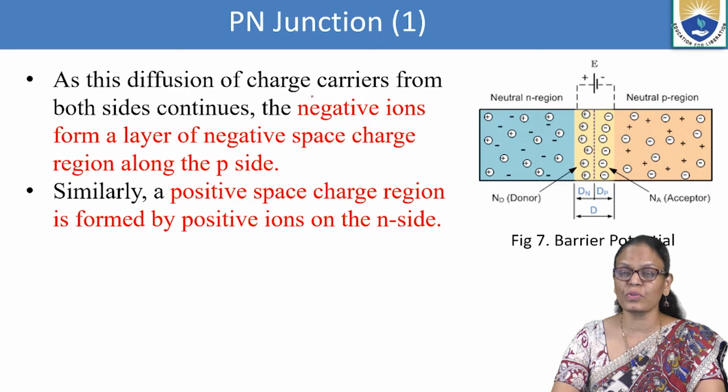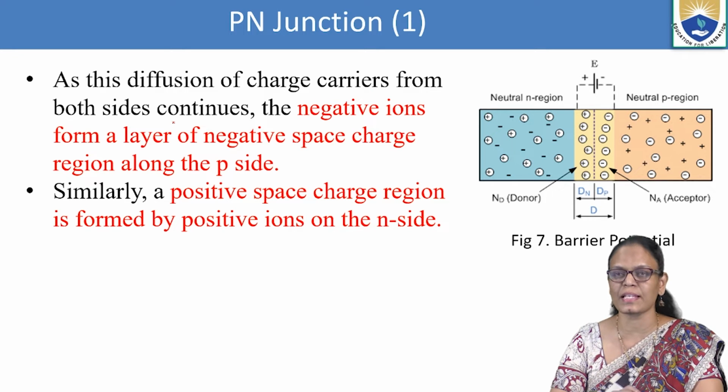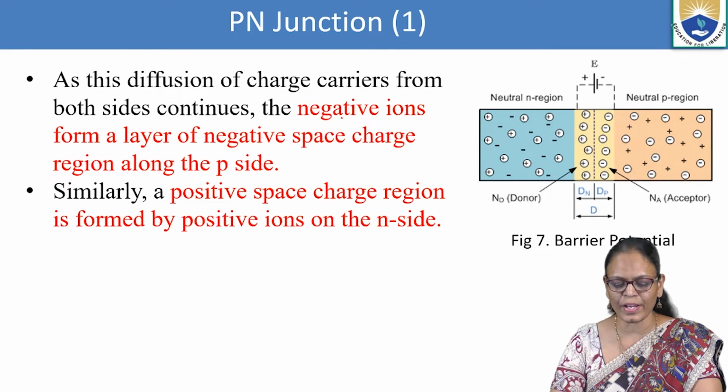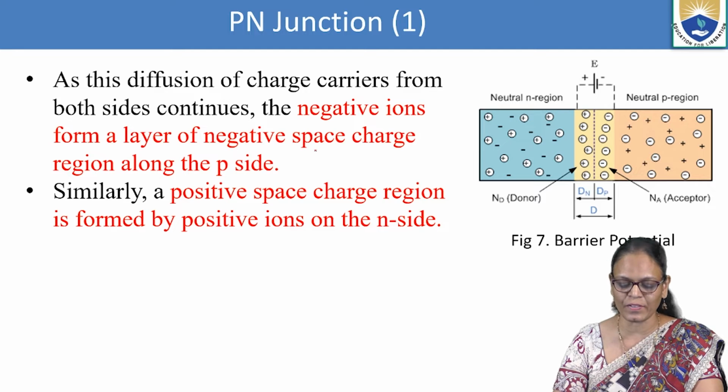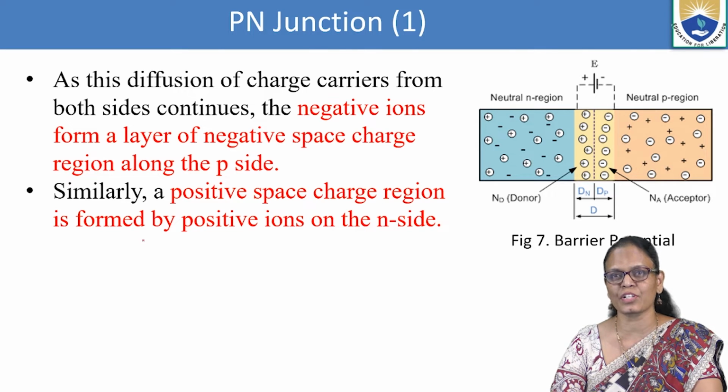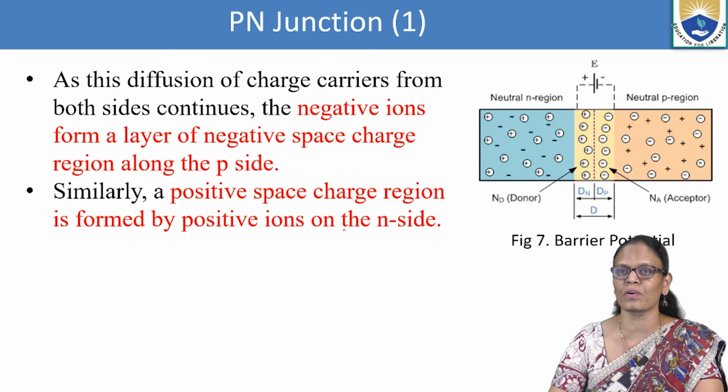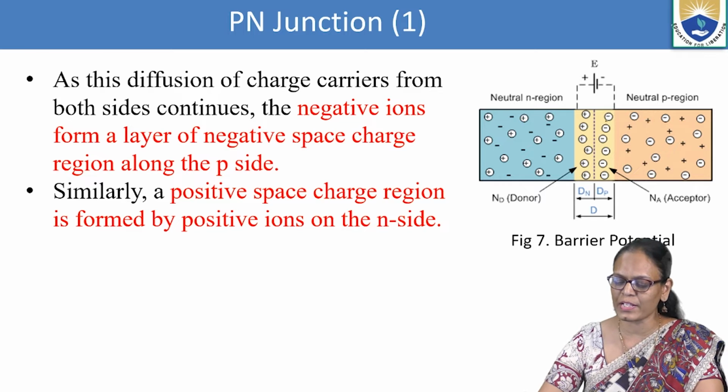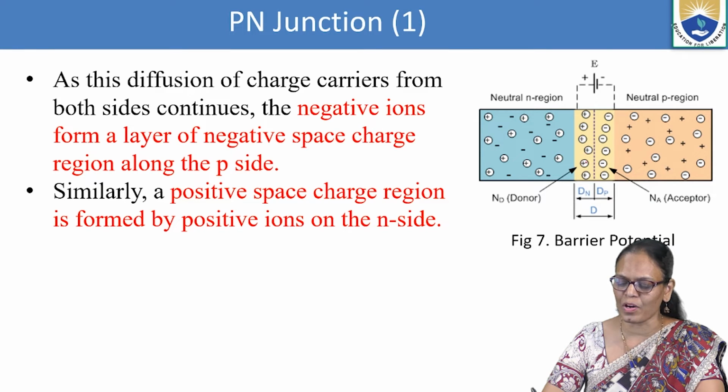So as the diffusion of charge carriers from both the sides continues, the negative ions are forming a layer of negative space charge region along the p side. Similarly, a positive space charge region is formed by the positive ions on the n side. So what we are seeing here is a negative space charge on the p side, and here we are seeing a positive space charge on the n side.